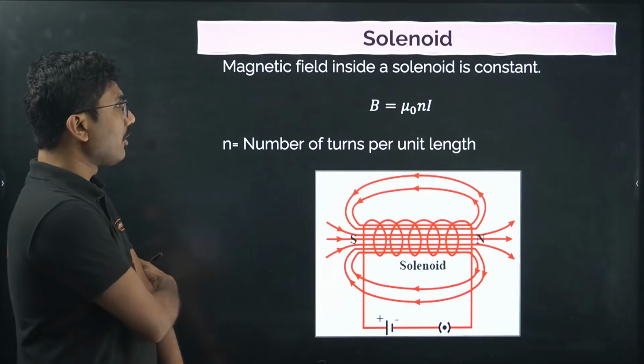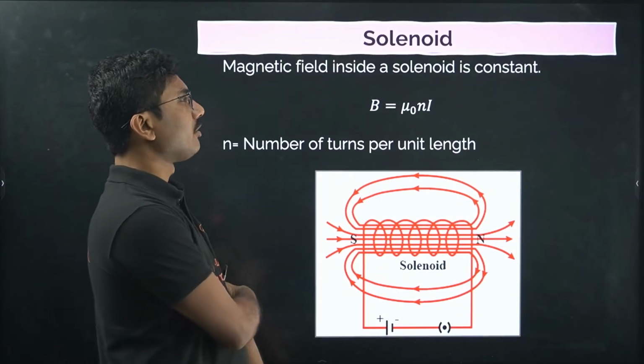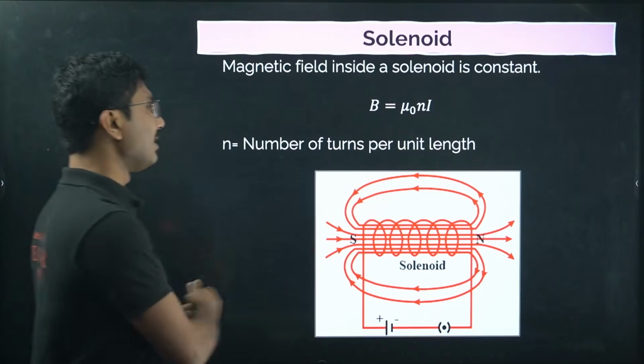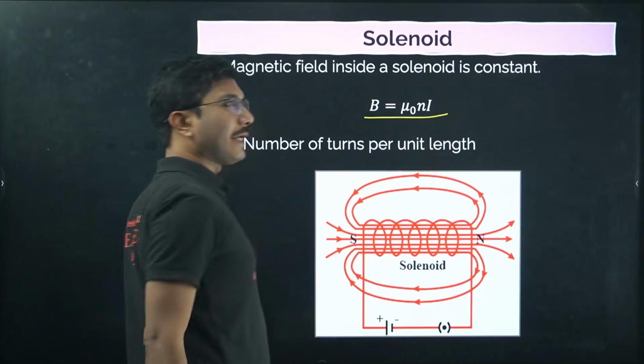Now, solenoid. The magnetic field inside a solenoid is constant and it is given by B equals mu naught n I. Okay, B is equal to mu naught n I.